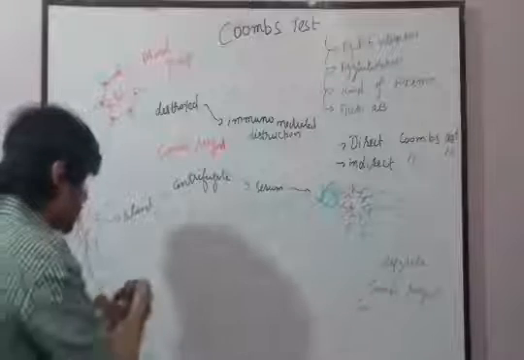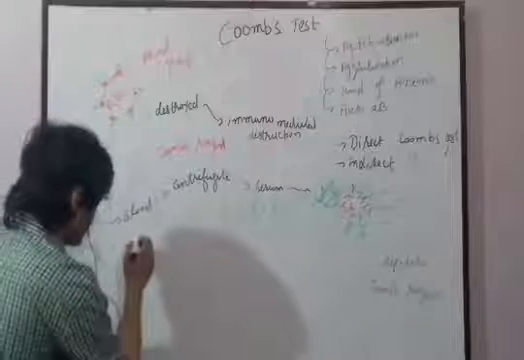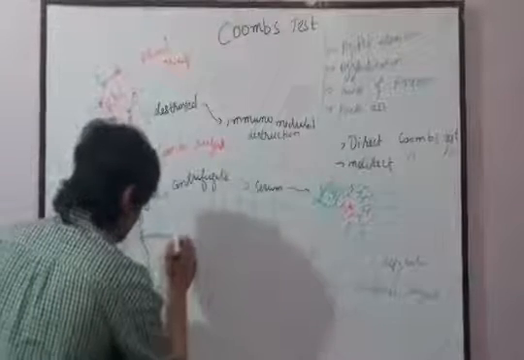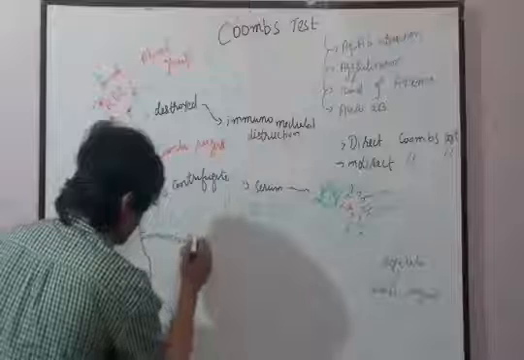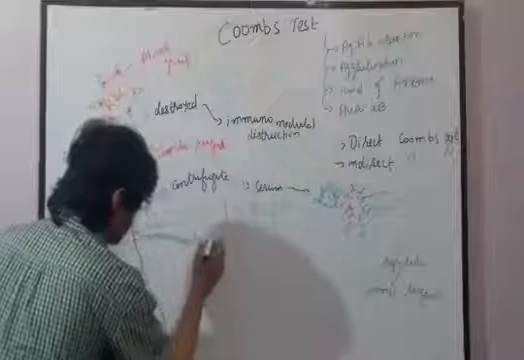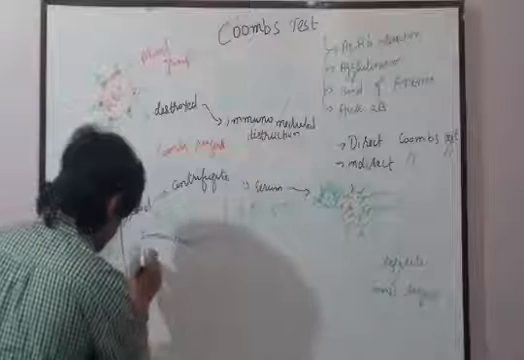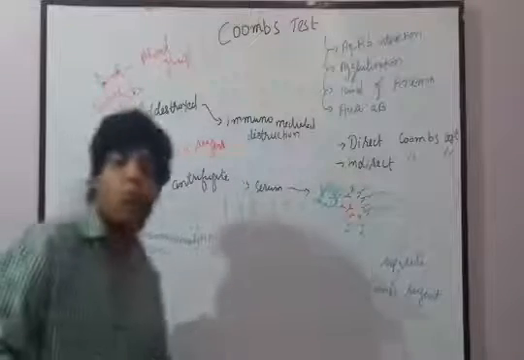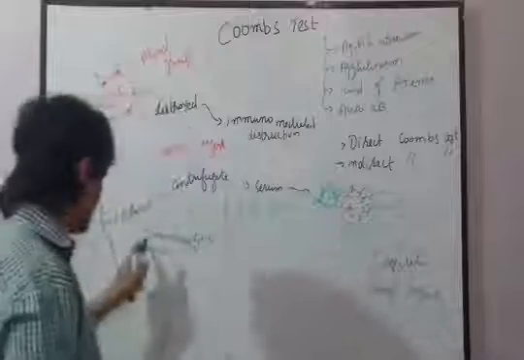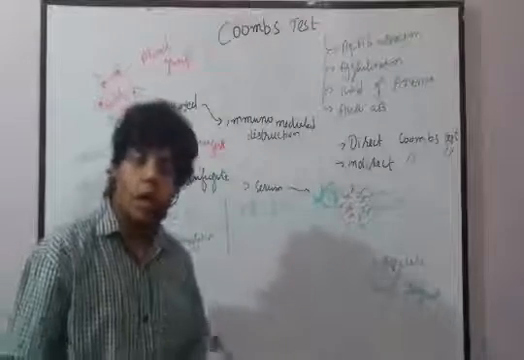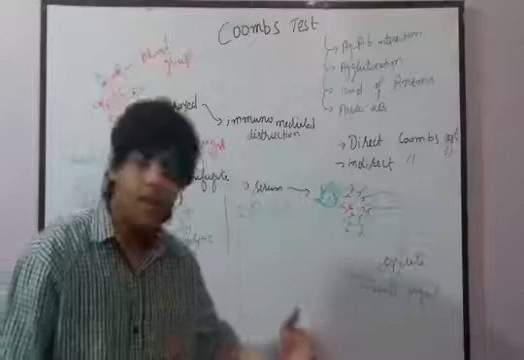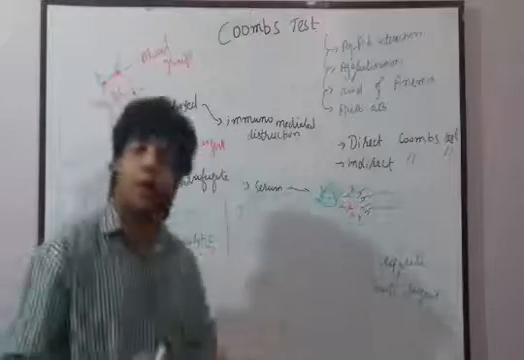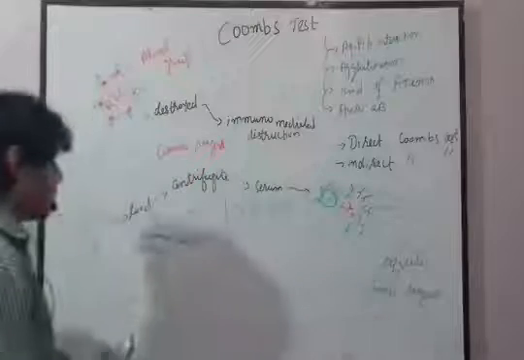This direct Coombs test actually identifies immunohemolytic anemia. So due to this direct Coombs test, we can identify immunohemolytic anemia. We can see whether this patient is suffering from immunohemolytic anemia or not. So how can we perform this test?